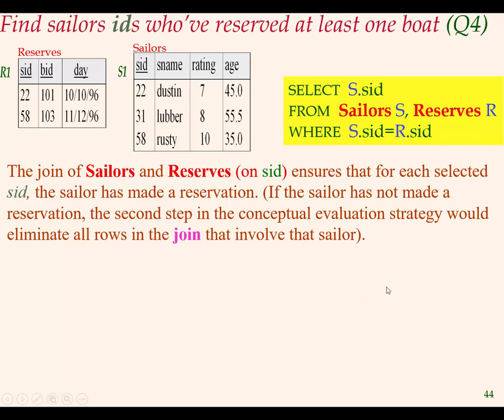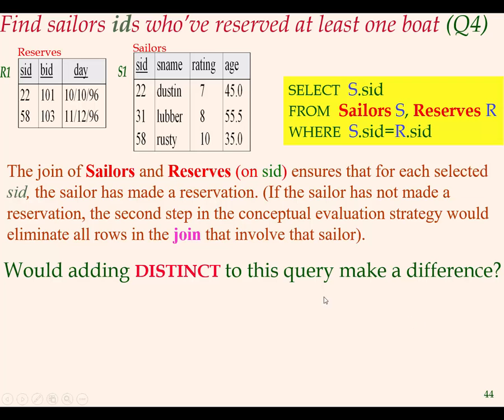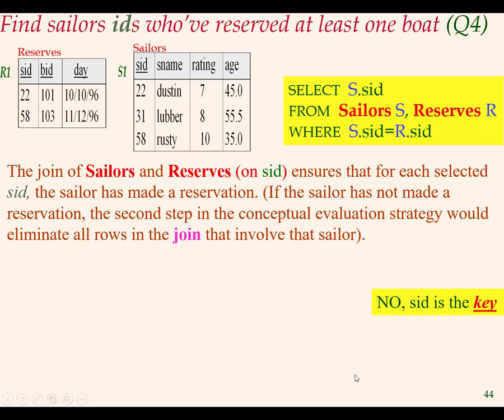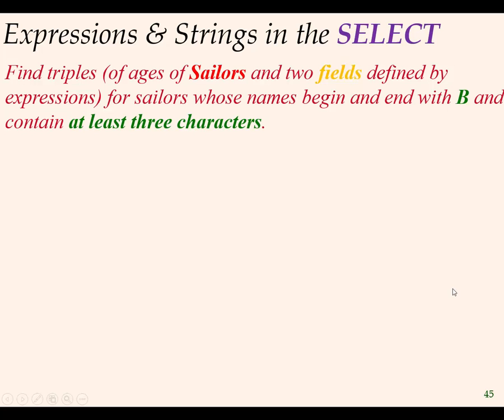Now, okay, so can we add distinct? Does it make sense to add distinct for SIDs? Obviously not, because SID is a key. But what if you actually want distinct for other attributes that are not the keys? Then it makes sense to use the distinct if you wish.